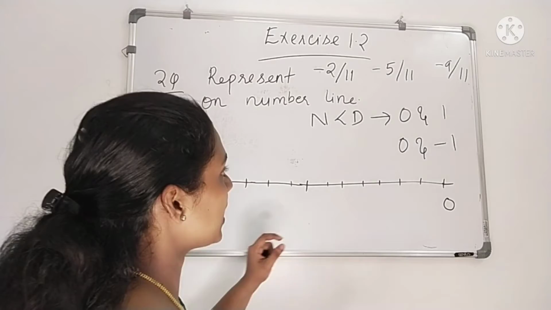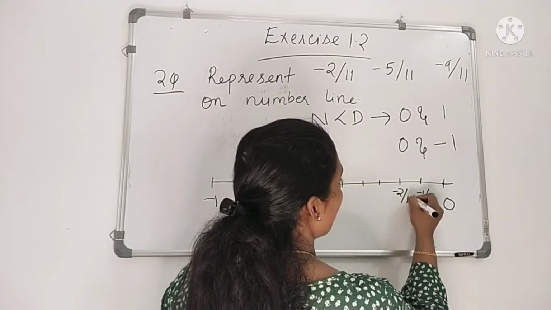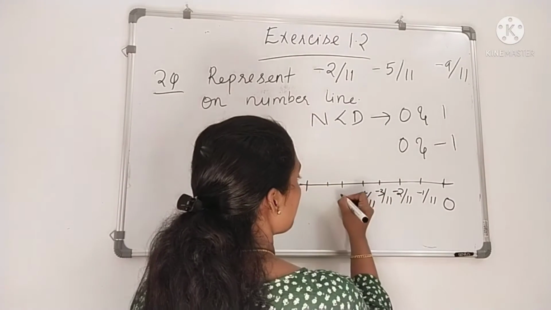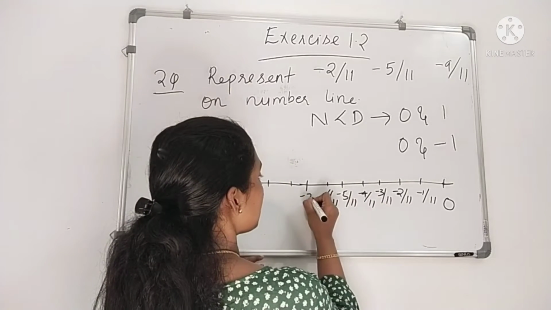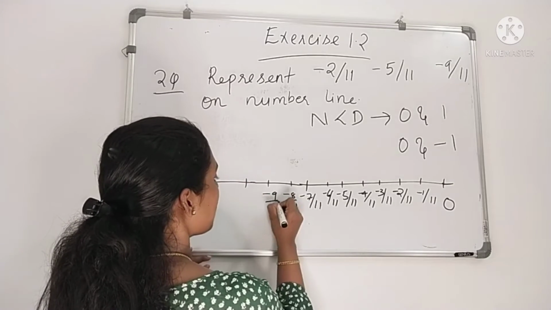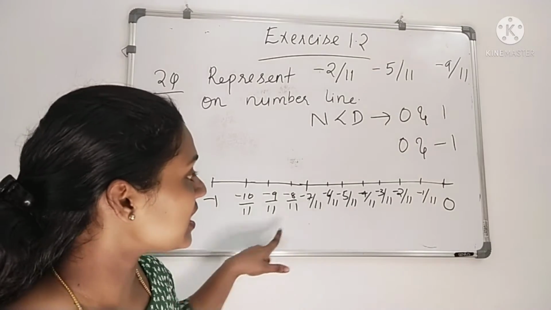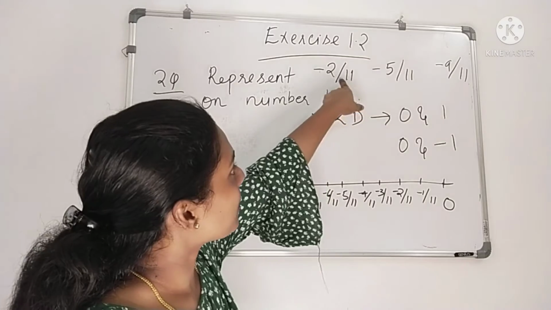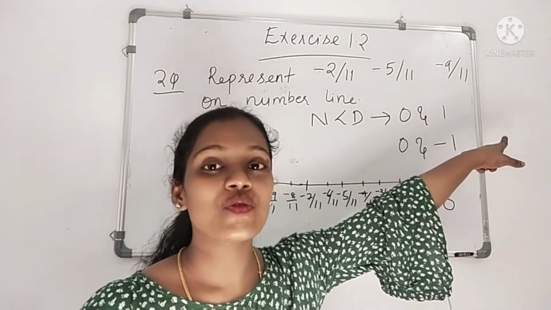So after this, how will you write? You will write here minus 1 by 11, minus 2 by 11, minus 3 by 11, minus 4 by 11, minus 5 by 11, minus 6 by 11, minus 7 by 11, minus 8 by 11, minus 9 by 11 and finally minus 10 by 11. So I have written here minus 1 by 11 to minus 10 by 11. Now what are the numbers given here? Minus 2 by 11, minus 5 by 11 and minus 9 by 11. This we have to check here.